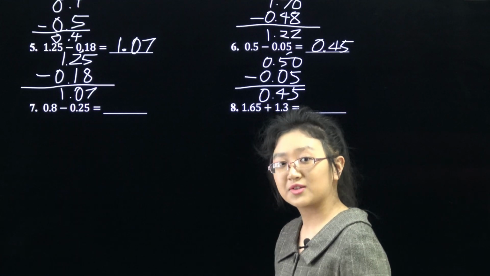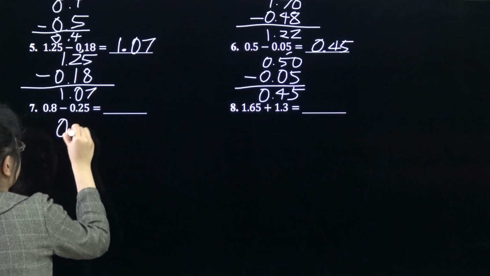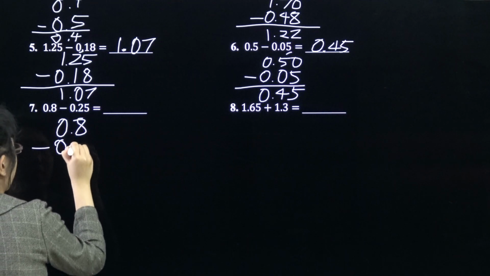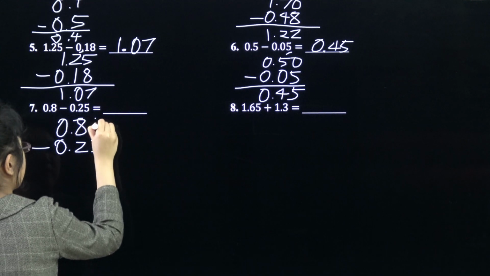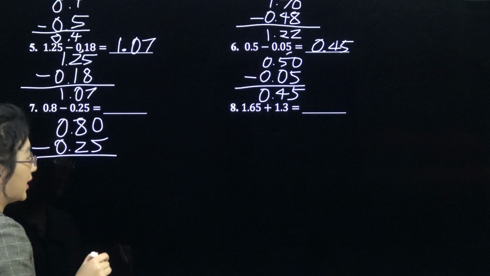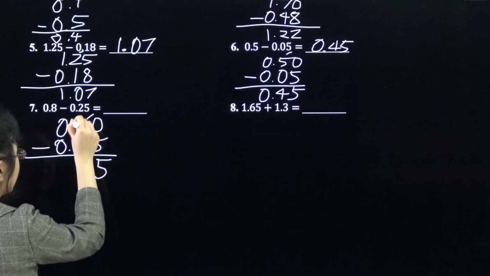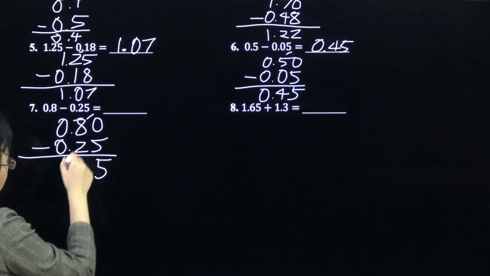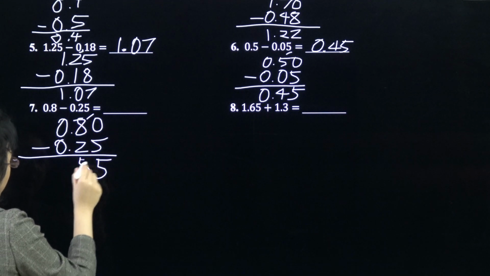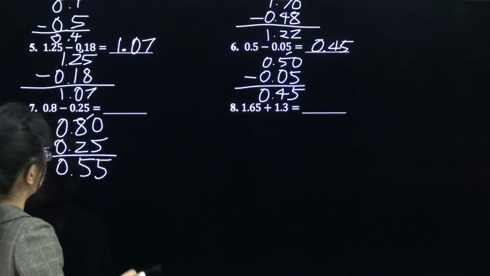Now we're on the last two questions of this chapter. 0.8 minus 0.25. Well, we need a placeholder above that. So 0 minus 5, borrow. 10 minus 5 equals 5. Now, since we borrowed, this is 7 now. 7 minus 2 equals 5 again. And 0 point is just here, because there's nothing to subtract.